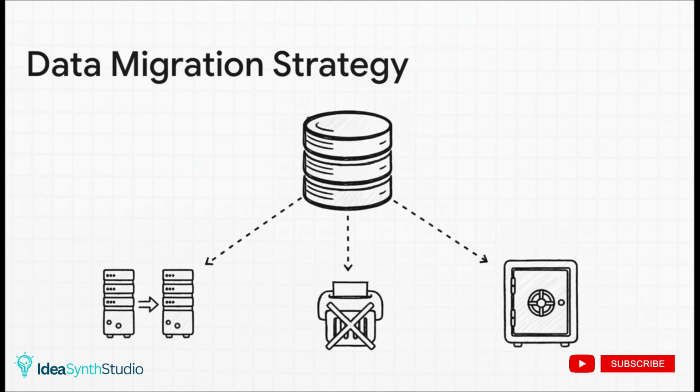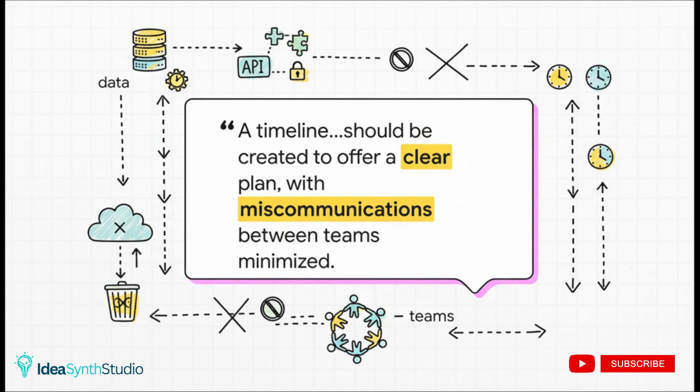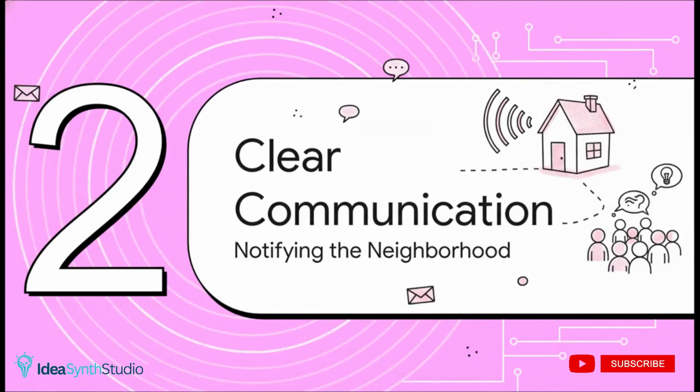So once you know what's on the chopping block and how you're handling the data, you need a timeline. A detailed timeline is your best friend for cutting down on miscommunication. It makes sure every team knows what they're responsible for, which helps you dodge those delays and budget problems that can totally derail a project. So, with your blueprint ready to go, we can move on to phase 2, clear communication.